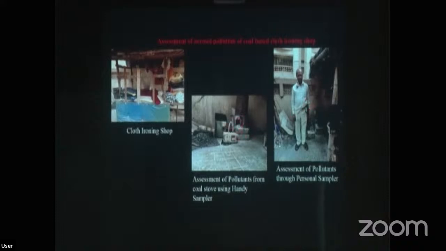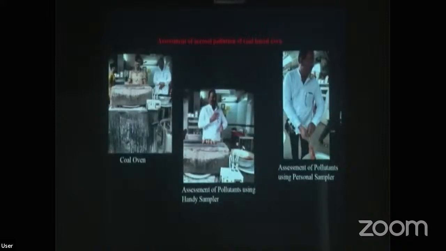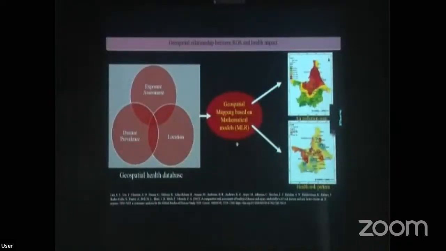Sometimes we put some samplers near the stoves or near the workplace to get the direct exposure rate, and so we are comparing how much effectively it is carried or how much effectively it is reduced from place to place. So this is roadside restaurants and eateries, and we also try to take hospital data. So in hospital, what are the lung related data reported in the particular area where we did the samplings.